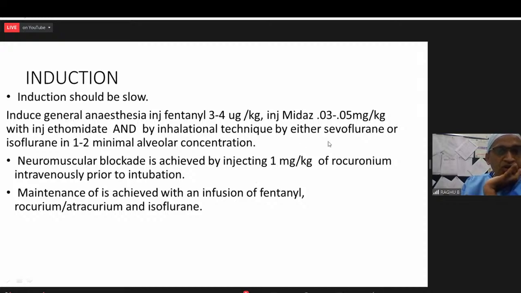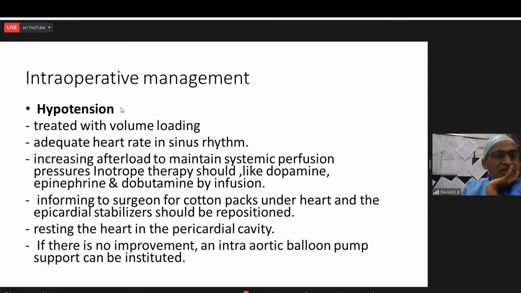We usually use rocuronium at 1 mg per kg as a neuromuscular blockade just prior to the intubation, and maintenance is achieved with the infusion of fentanyl, either rocuronium or atracurium, and an inhalation anesthetic agent. Coming to the intraoperative management, if the patient has hypotension, we usually treat with volume, head low position, and we look at whether the heart rate is in sinus rhythm.